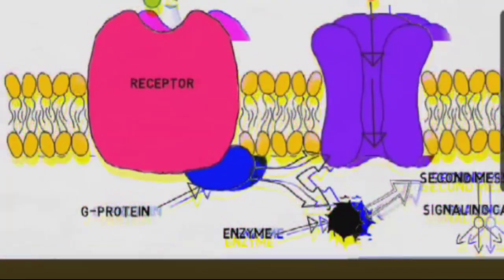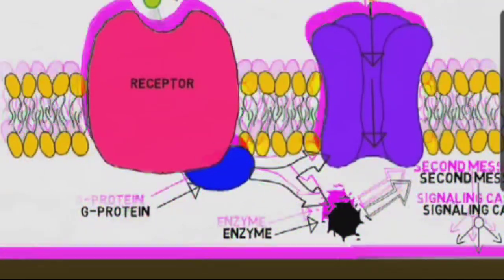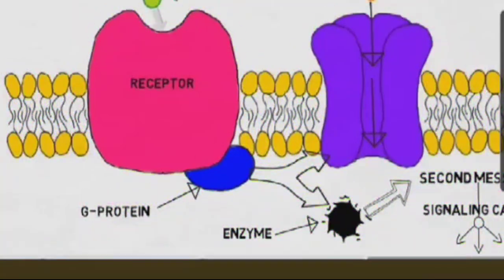G-protein coupled receptors thus tend to have a slower action, but can have more widespread effects due to their ability to influence various molecules throughout the cell.